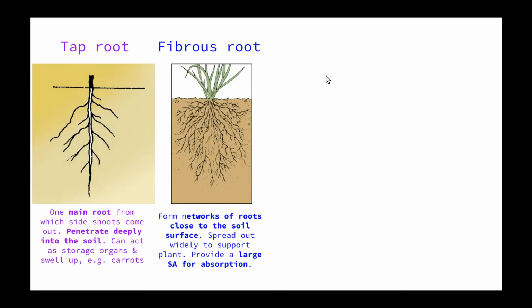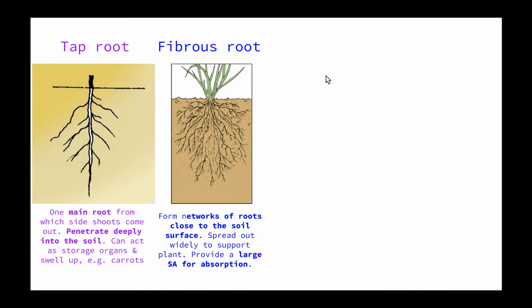The next type of roots are fibrous roots, and these form a network of roots close to the soil surface. So as we can see in our taproot, we have that single main root that shoots straight down into the soil. However, our fibrous roots branch out like little fingers that spread out close to the surface of the soil.